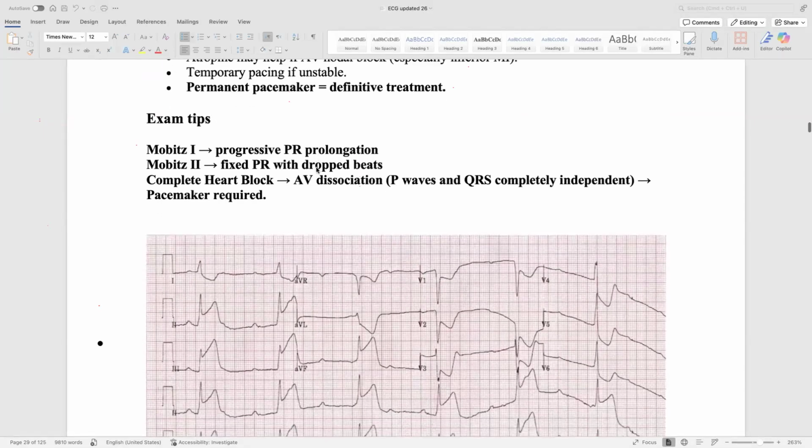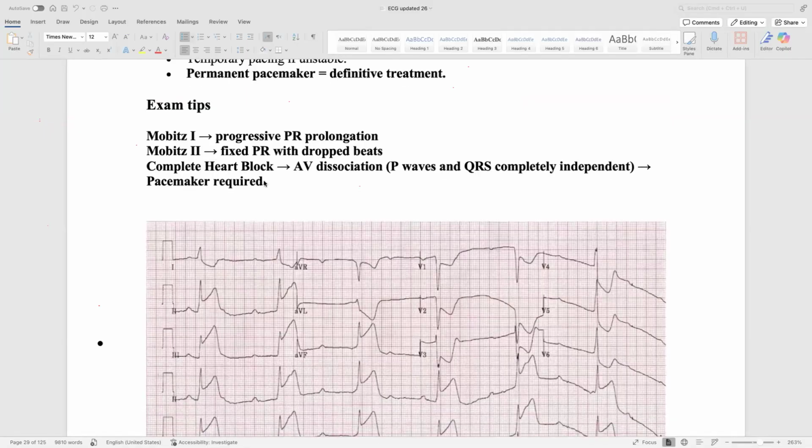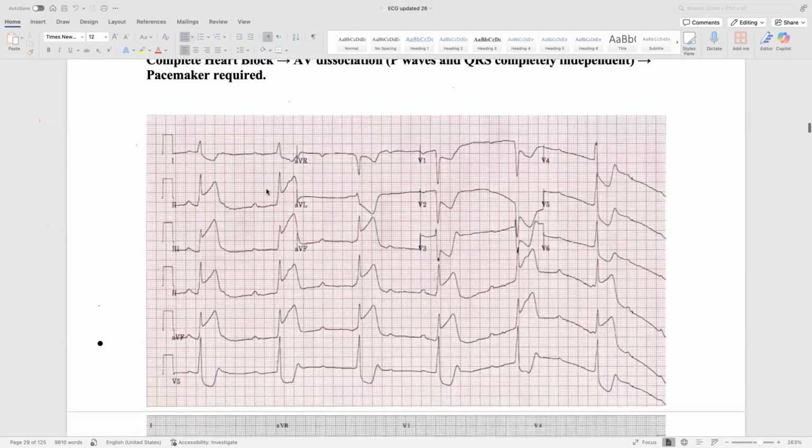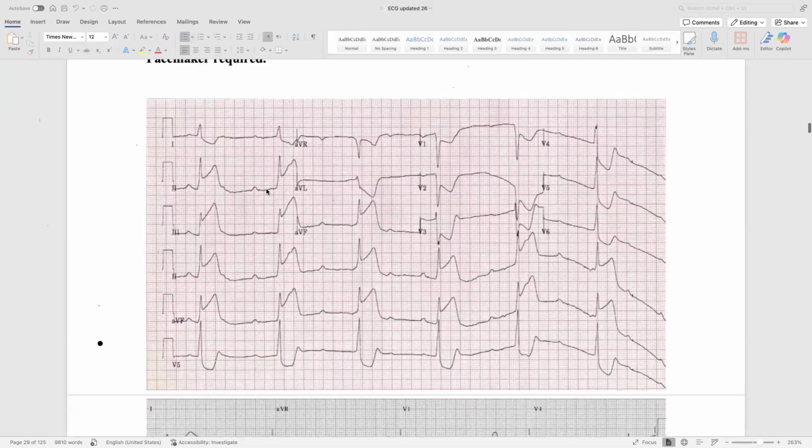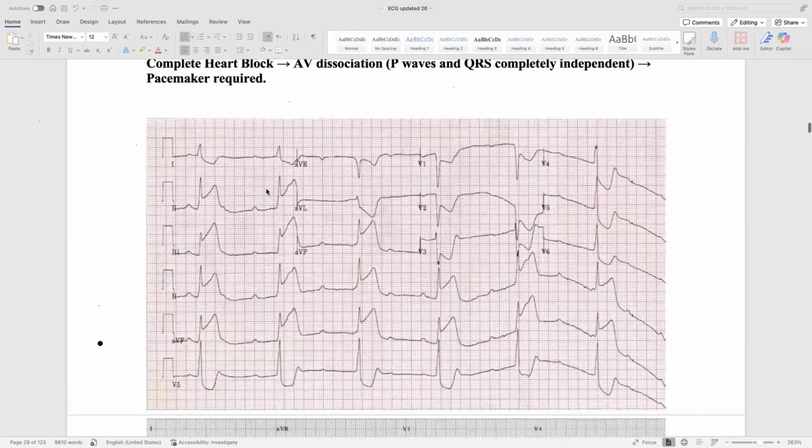All right, summary. Mobitz type 1, Mobitz type 2, and Mobitz and complete heart block. Now, what is this? The complete heart block.